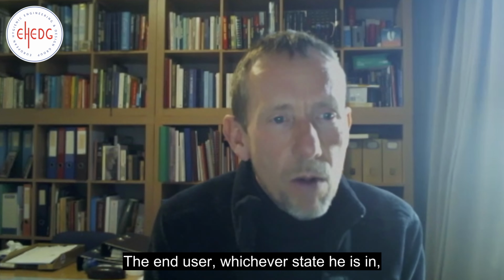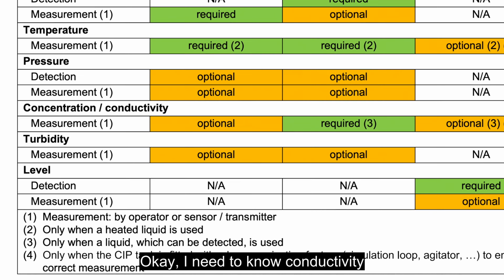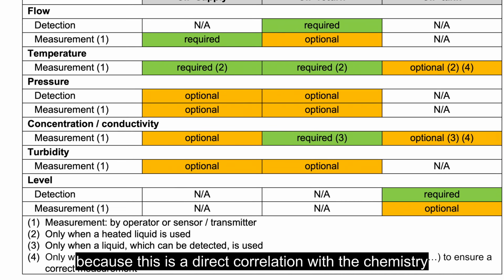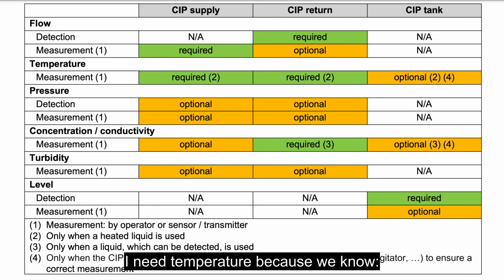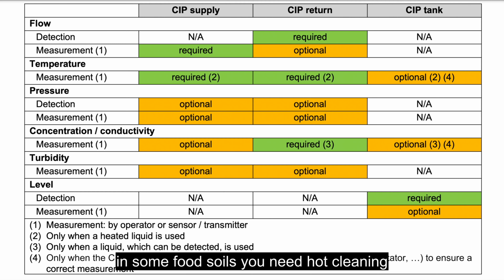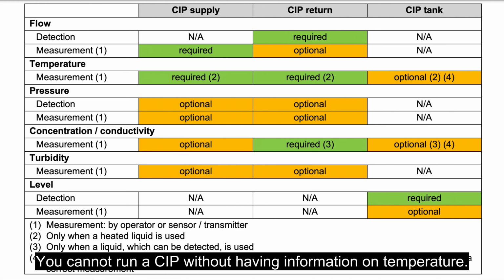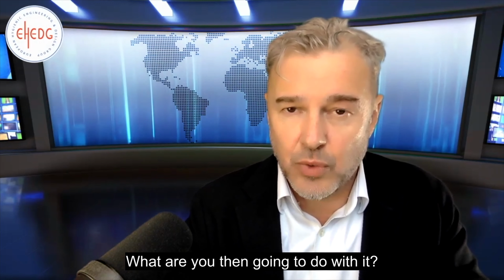The end user, with whichever state he is in, can make a selection. Okay, I need to know conductivity because this is a direct correlation with the chemistry which he uses. I need temperature because we know cold cleaning, warm cleaning. In some food soils, you need hot cleaning and you need certain time temperatures. And this is essential. You cannot run a CIP without having information on temperature. Okay, now you have this information as an end user. What are you then going to do with it?